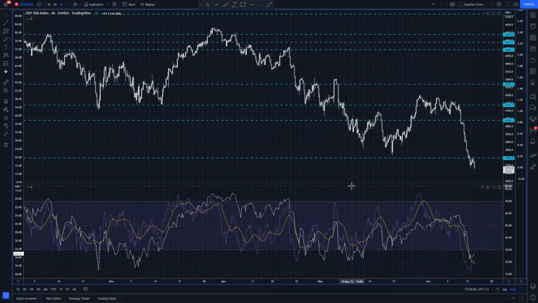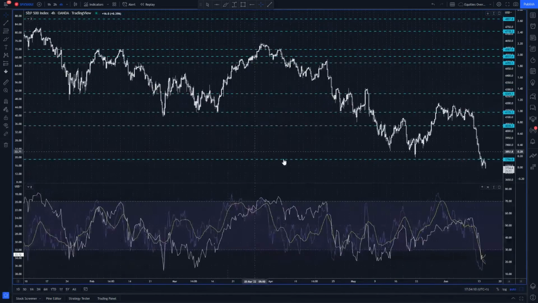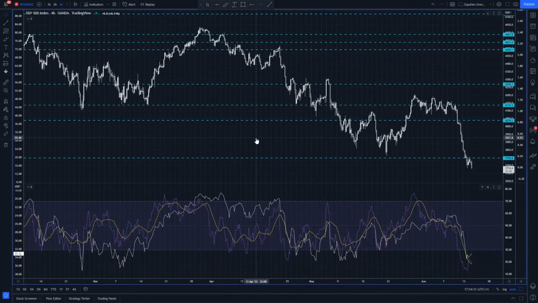So let's get into the meat of this and look at a couple of examples. Now, if we just take a look at these big recent sell-offs that we've had in equity markets, which basically followed the big bear market rally that we had.